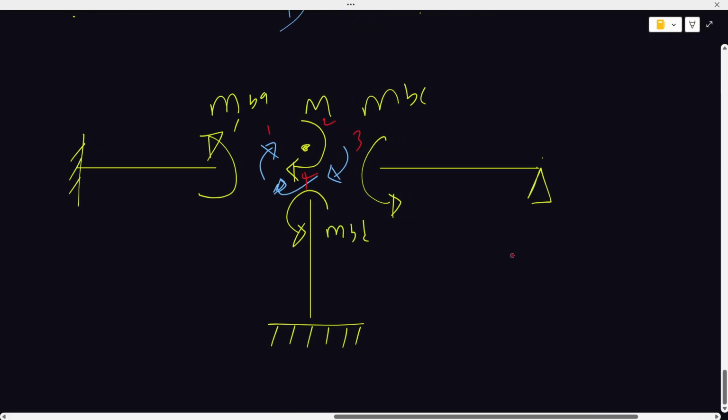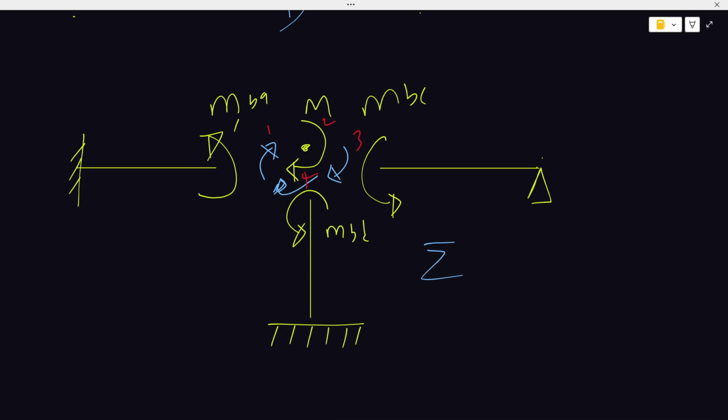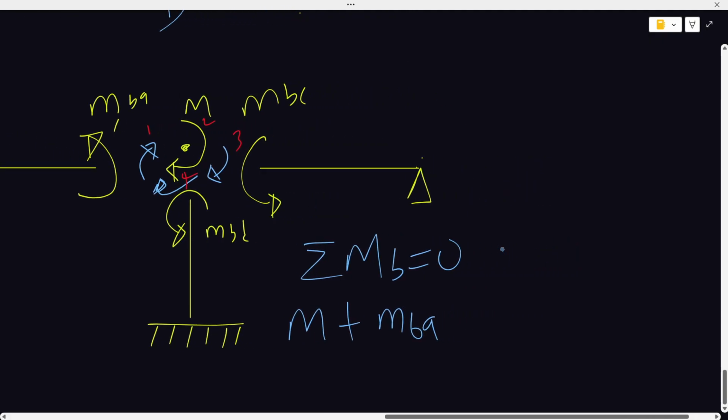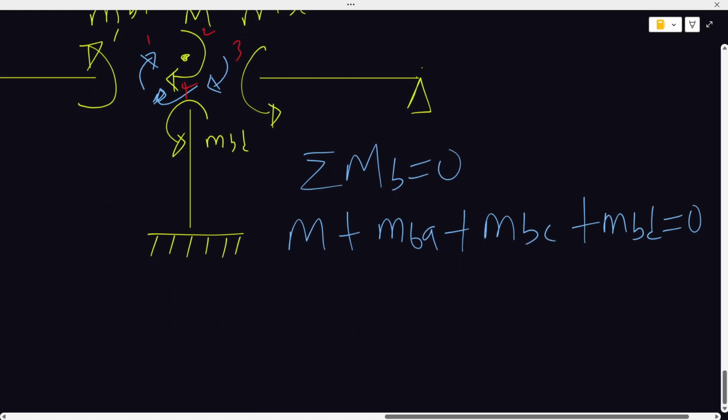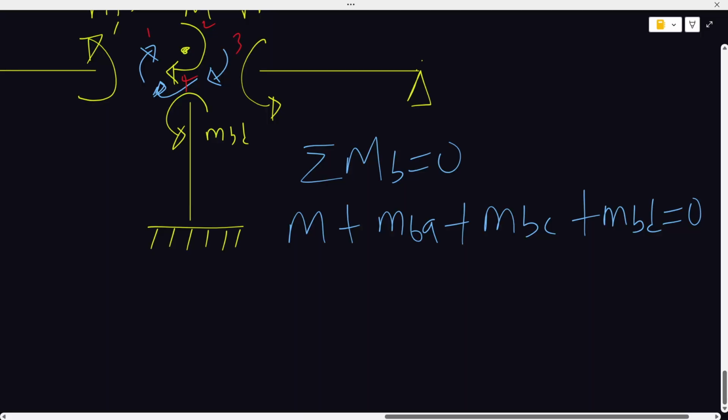So if everything is clockwise, of course, one direction, then we can just say that our sum of moments at B, once again, is equal to M plus MBA, which is the member end moment, but of course, based on Newton's law, it's already a joint moment automatically, plus MBC plus MBD, which would now be 0. So I remember MBA, looking at this.